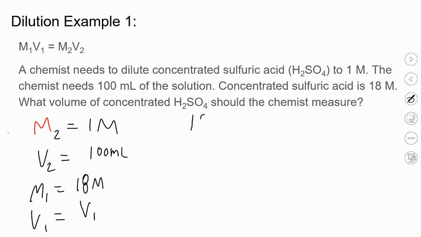So we have 18 molar is M1 times V1. We don't know V1. That's our variable that we're solving for. Then we have 1 molar is what we want to end up with, and we need 100 milliliters of that. This is going to tell me how much of this concentrated stuff I should measure out. Then I'm going to dilute this volume 1 to 100 milliliters. That will give me my 1 molar. So how am I going to solve for V1? Divide by 18. Good, divide by 18.